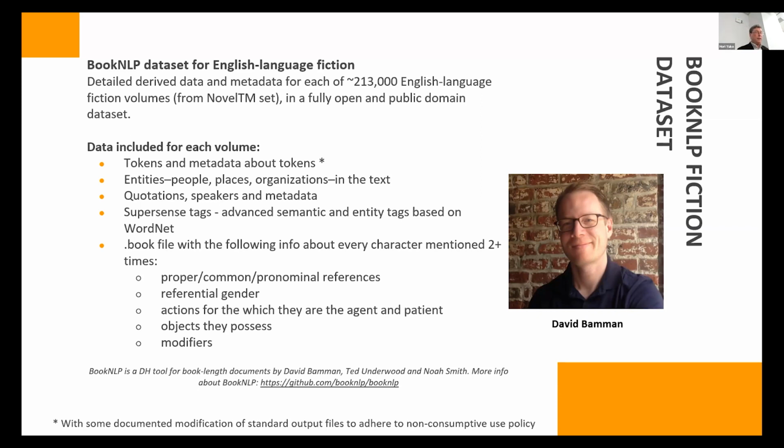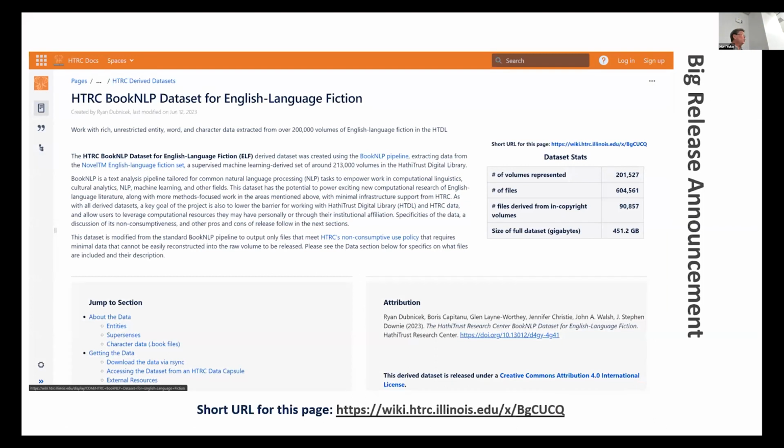What we have done, in collaboration with Professor Bamman, is run BookNLP on Professor Underwood's fiction set, and we released it last week. So that's the big announcement. We have released a new free data set that anyone can have. It's 201,000 books represented. It's in 600,000 files. It's about 500 gigabytes of data.